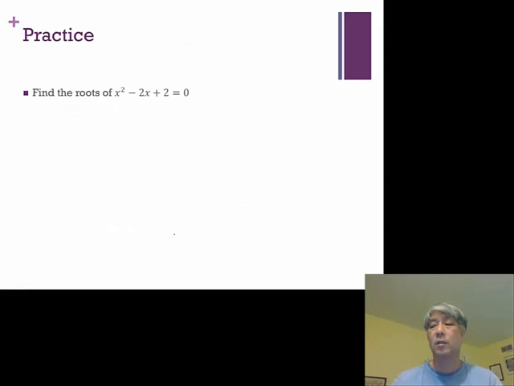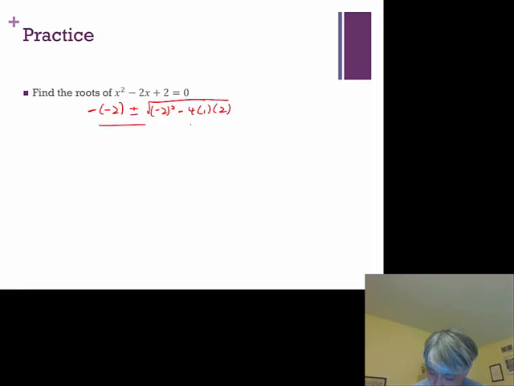So, in practice, let's look at this. Find the roots of x squared minus 2x plus 2. This is not going to factor, so I'm going to just stick it right into the quadratic equation. Minus minus 2 plus or minus the square root of minus 2 squared minus 4 times 1 times 2, that's the 4ac, all over 2 times 1.